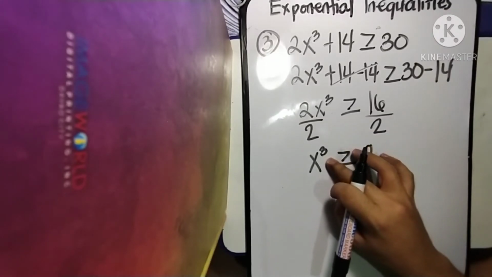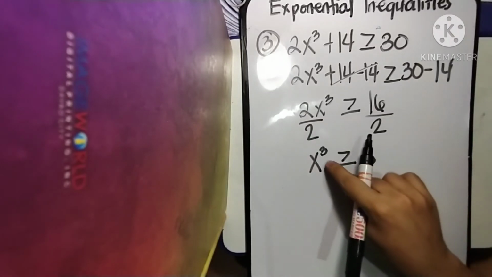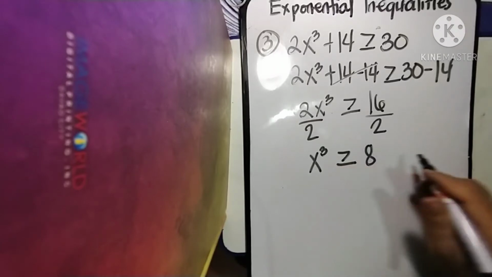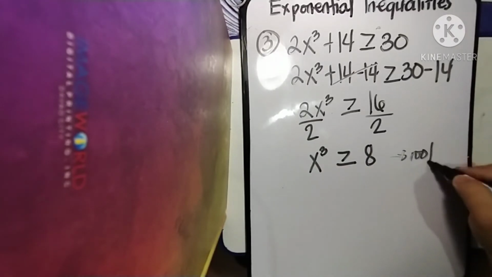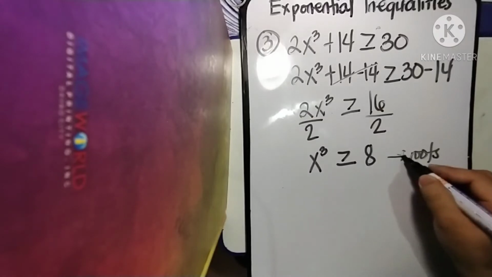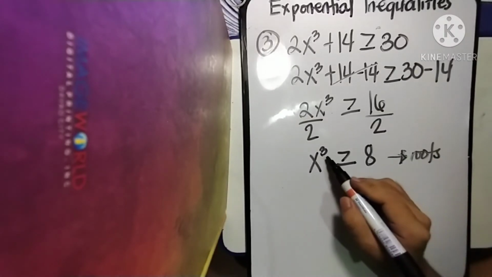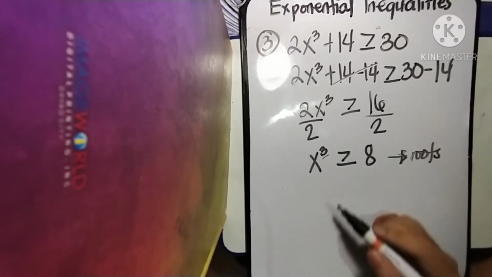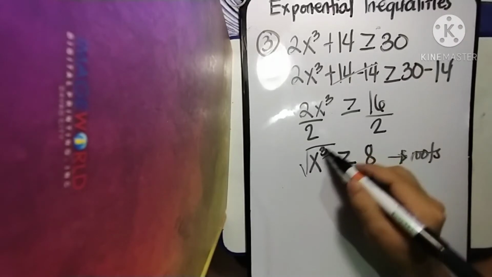So, therefore, naaratay isa ka solution. Okay, so, to find the values of x, we need to find the roots of this given function. Okay, so, since the exponent is 3, we need to apply the radical rule. Okay, take the cube root.